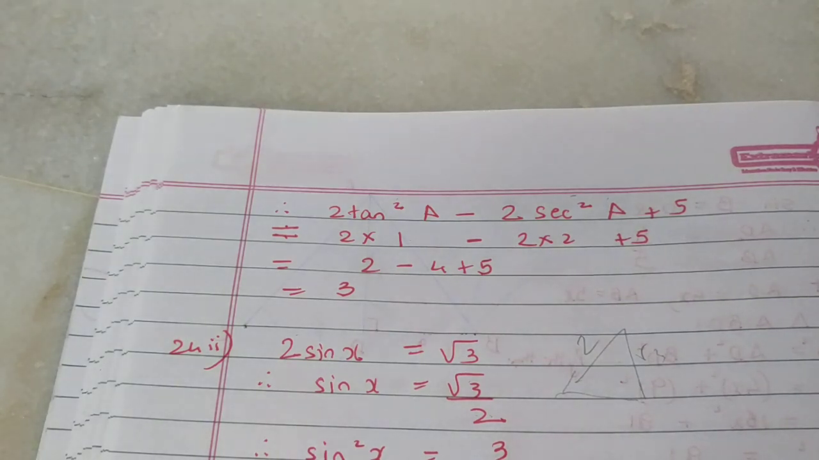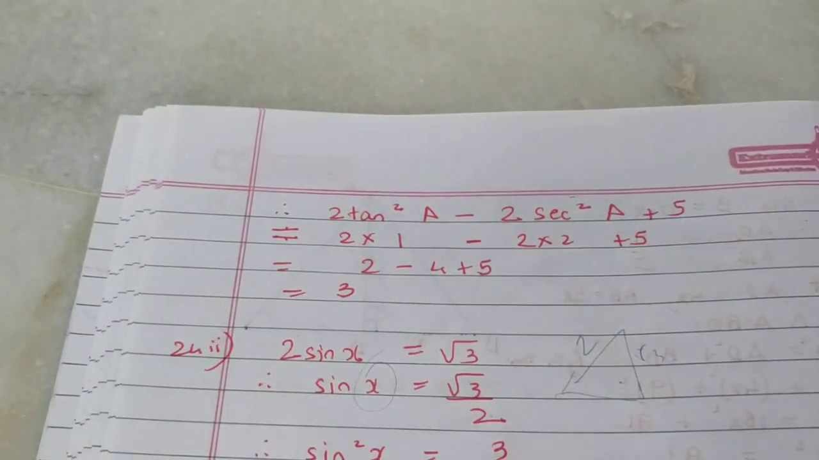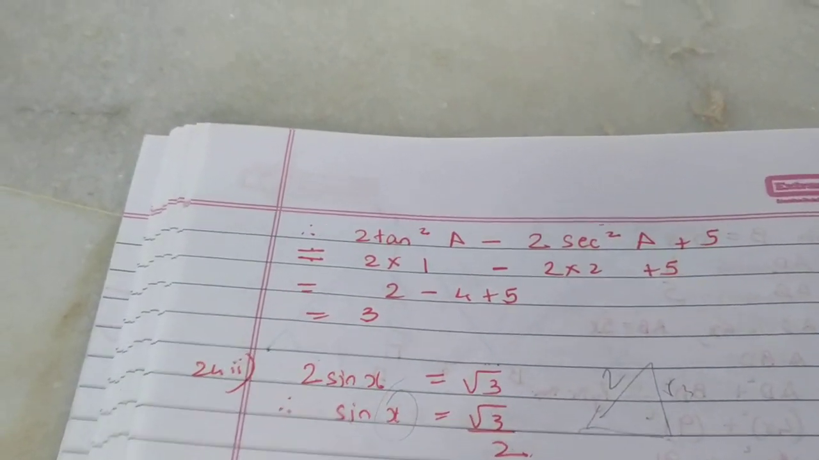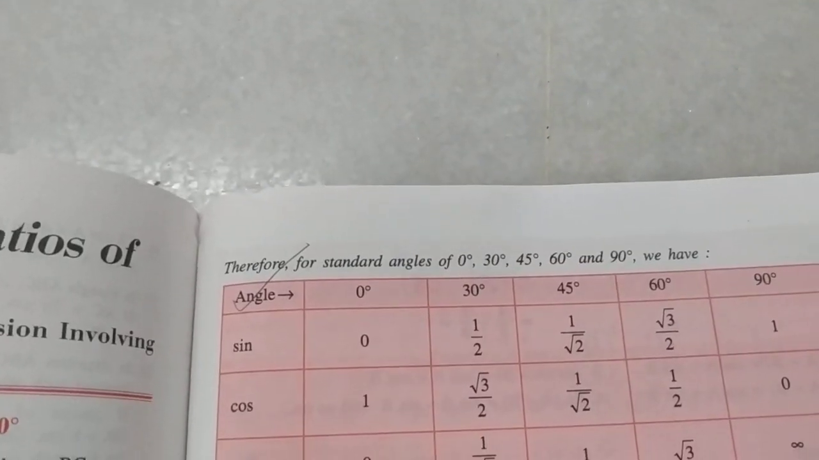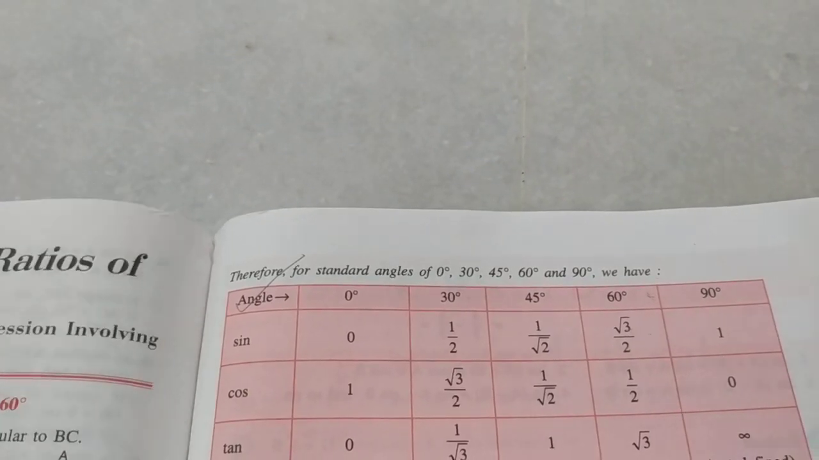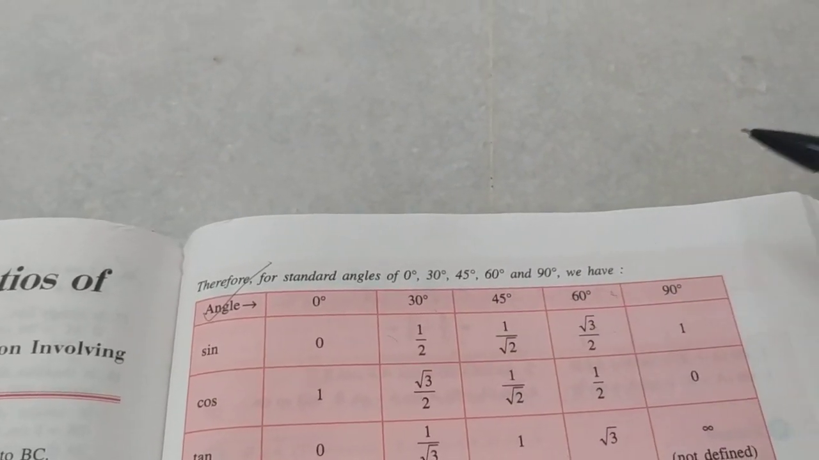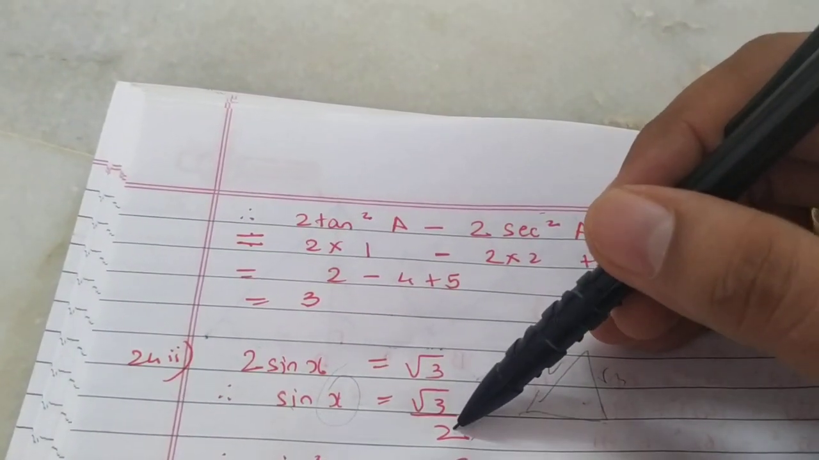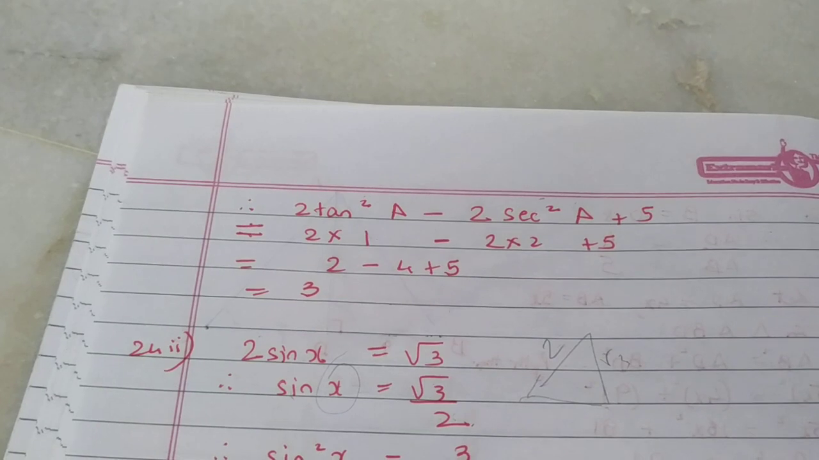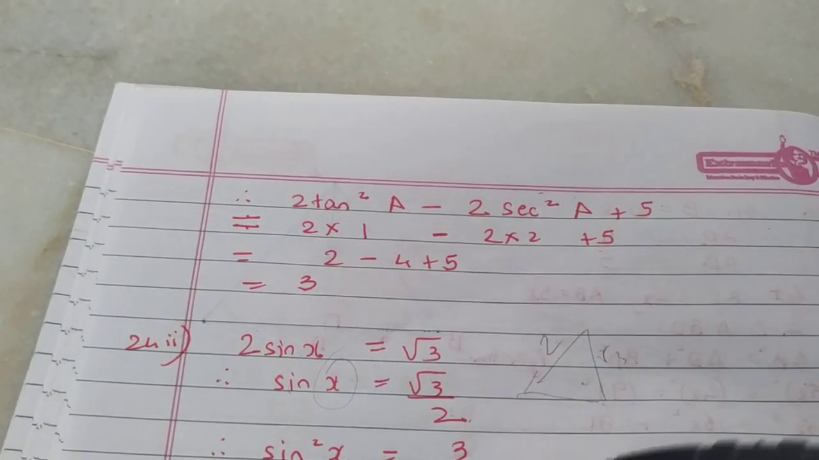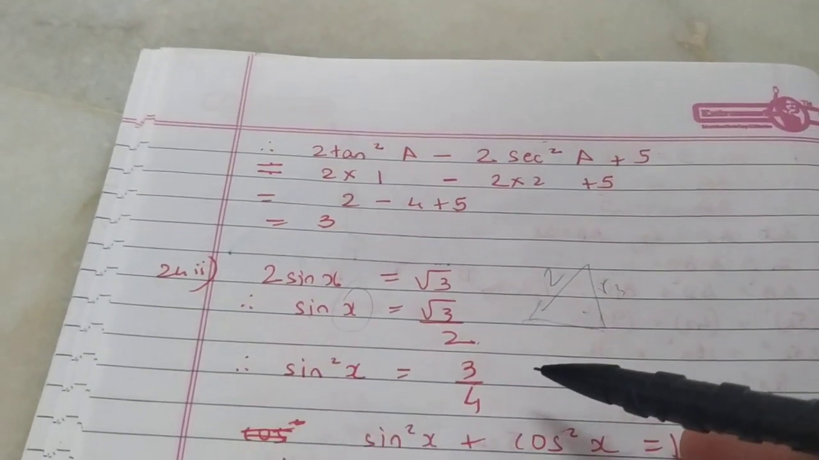Another method is, what value of x is, sine of x is root 3 upon 2. Root 3 upon 2 is sine of 60. Note, this will work only if the angles are 0, 30, 45, 60. If they would have given sine x as root 5 upon 5, then we could not have used the table method. We would have to use either the identities method or the triangle method. But here I'm using the table method.